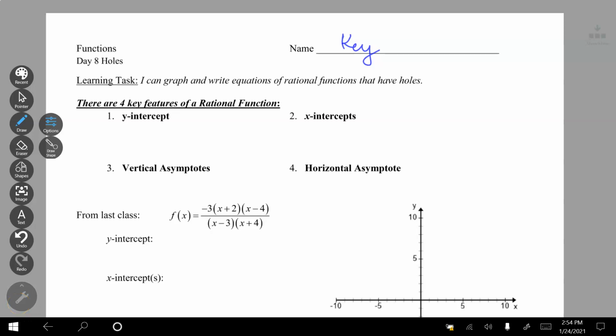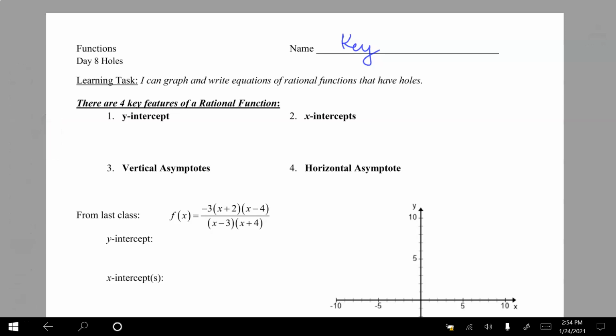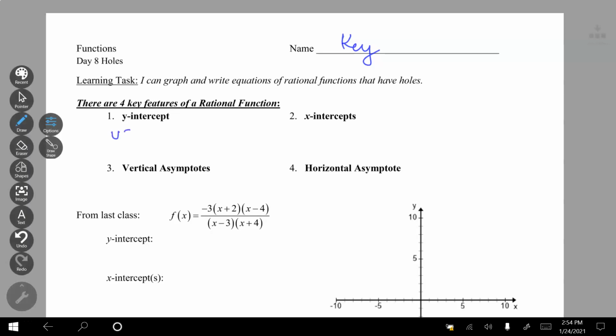Welcome to day 8, holes. We're going to do more rational functions, but we're going to add a new feature today. So the 4 features that we did last time in rational functions were the y-intercept, where we just use x equals 0, and that always gives me the y-intercept. The x-intercepts, that's when the numerator was equal to 0, so we might have to factor.